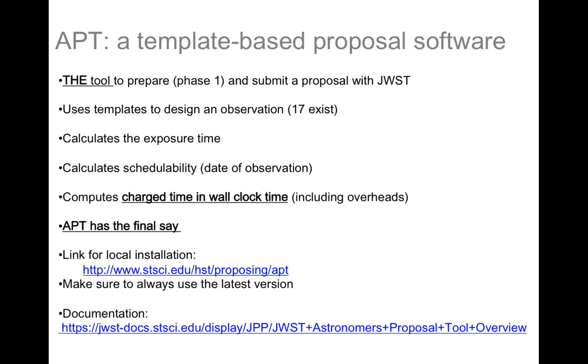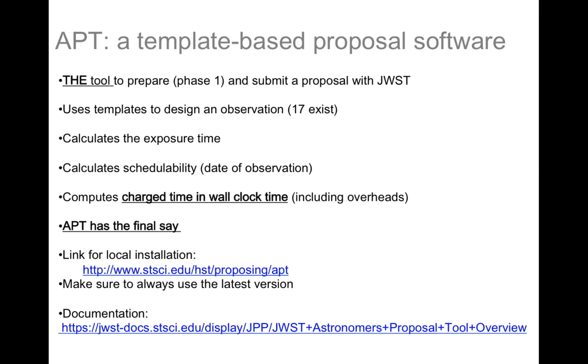Okay, so the APT, you need to install it. It's found on the Space Telescope Science Institute webpage. Make sure to always use the latest version because there's lots of development going on and lots of versions happening. Also, you can find the documentation about the APT on the JWST pages.